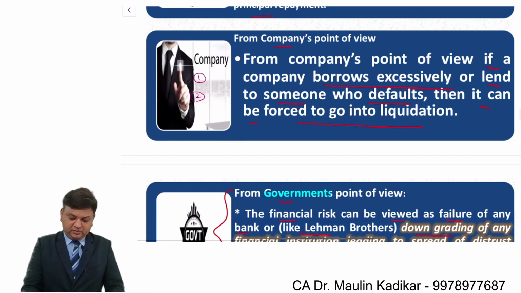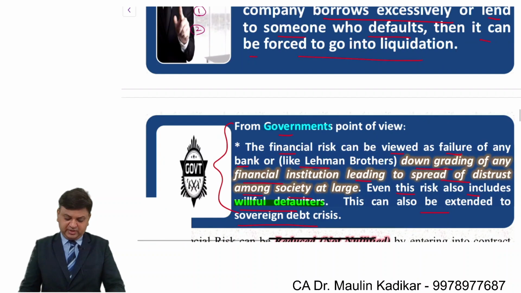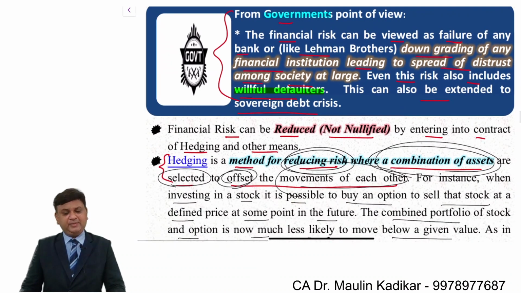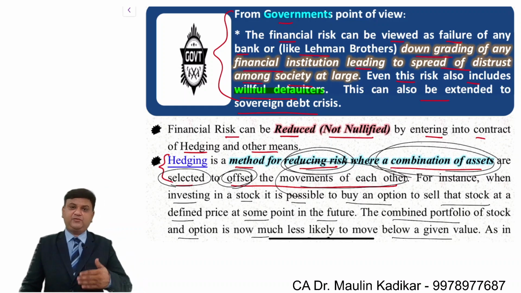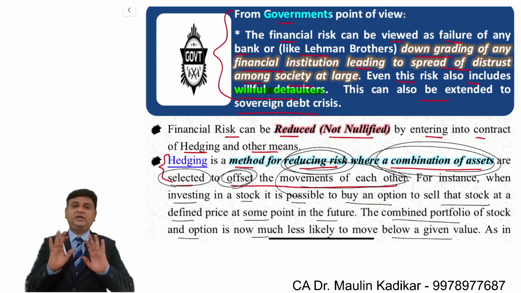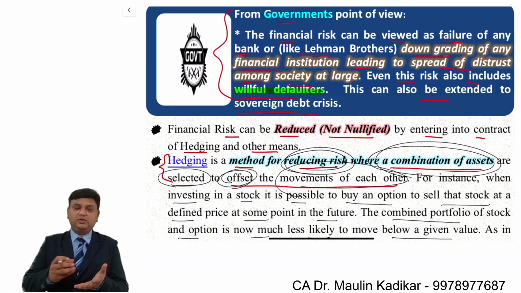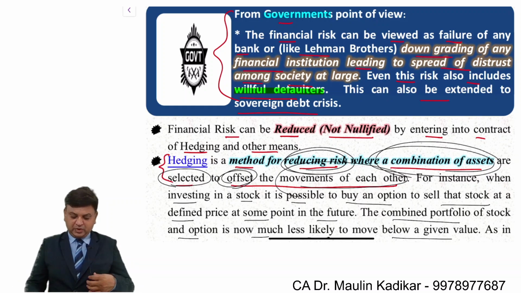From the company point of view, exactly the same thing. A higher amount of debt financing means more chances that I will go into liquidation. From the government point of view, whenever there is a default by any company, any bank, or any listed company, it ultimately creates a distressed environment in businesses and among investors, and because of that it becomes difficult for the government to run the economy properly. So this is the risk from the government point of view.